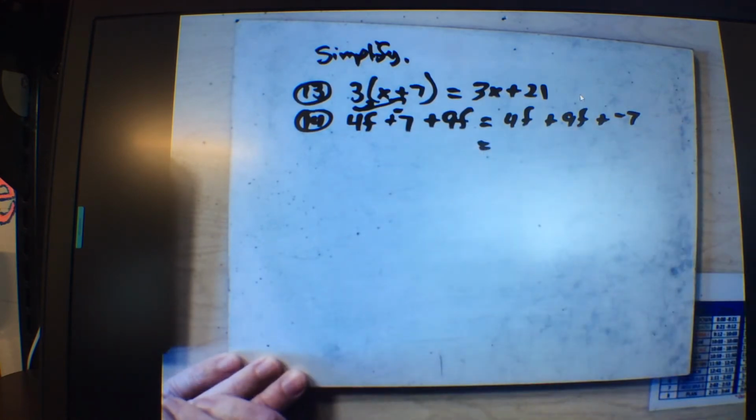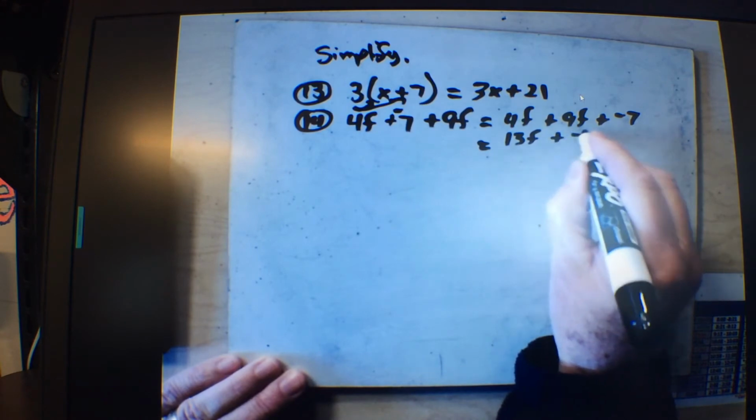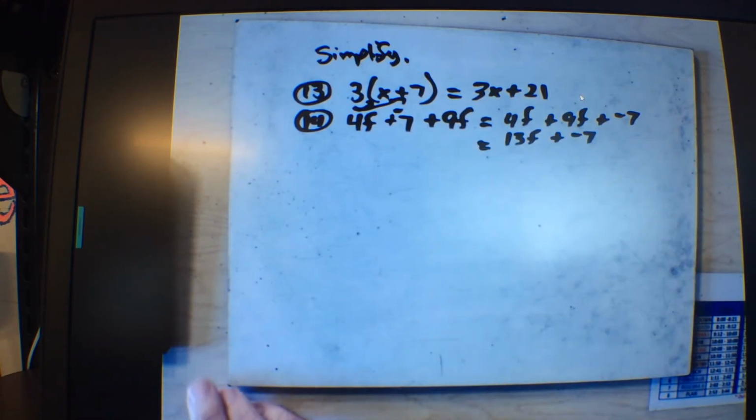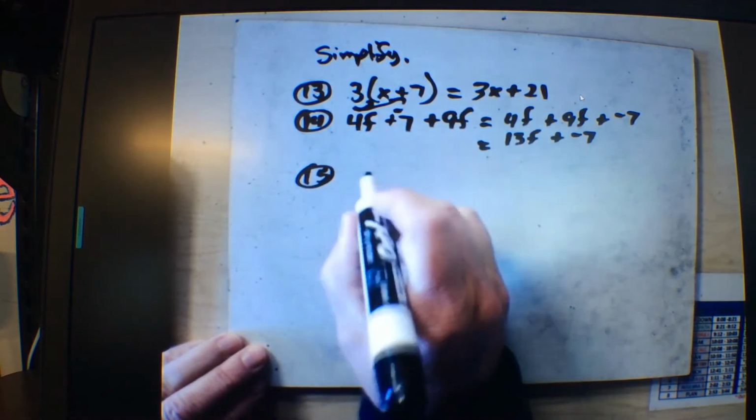And what is 4f plus 9f, Tater? 13f plus a negative 7. And is that my final answer? Yes, I cannot add those two together. They are not like. Okay? All right, what about this one?